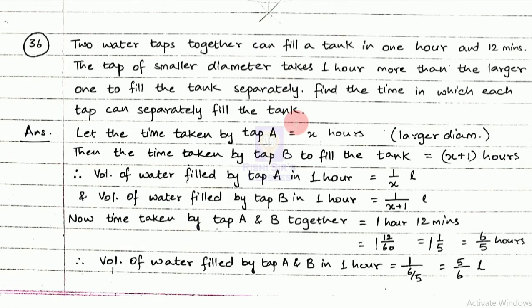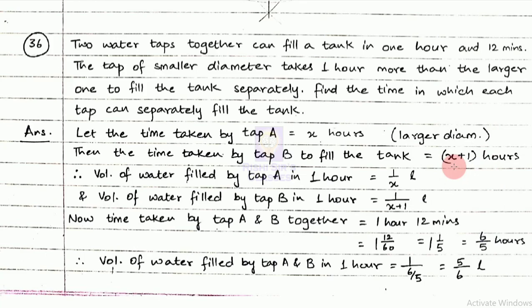Question number 36. Two water taps together can fill a tank in 1 hour and 12 minutes. The tap of a smaller diameter takes 1 hour more than the larger one to fill the tank separately. We have been given the difference in the time. Find the time in which each tap can separately fill the tank. So we have taken the time taken by tap A as x hours and the time taken by tap B as x plus 1, because we are assuming that tap A is of larger diameter. The smaller the diameter of the tap, the more time it will take to fill up the tank. So tap B will take more time, that is x plus 1.